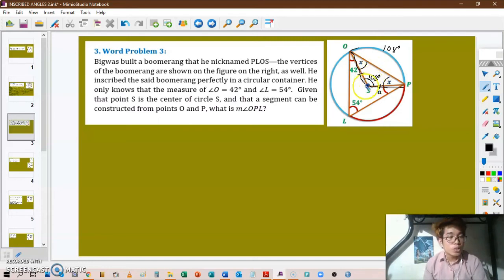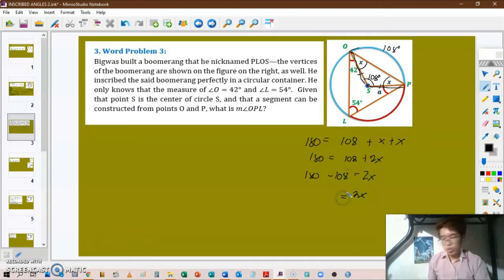So therefore, this is 108 degrees. To get the value of angle X, we simply subtract 108 from 180 degrees, the total interior angle measurement of a triangle, to get 2x. The total interior angle measurement of a triangle is equal to 180 degrees, which is equal to 108 plus x plus x. So 180 is equal to 108 plus 2x. 180 minus 108 is equal to 2x, so that's 72. If we divide both sides by 2, we get 72 divided by 2, so that's 36. So we have already solved for the value of x, it's equal to 36.